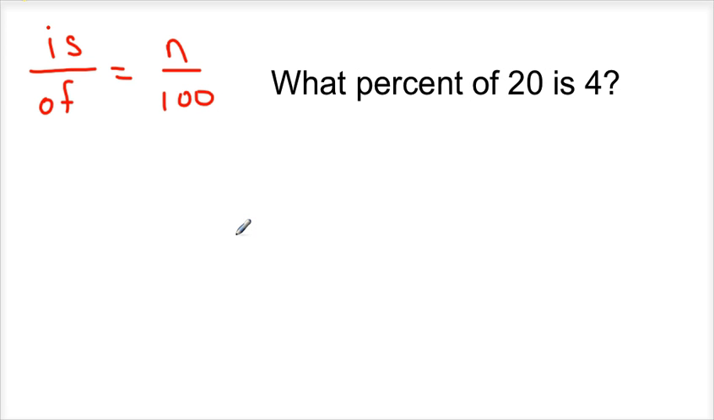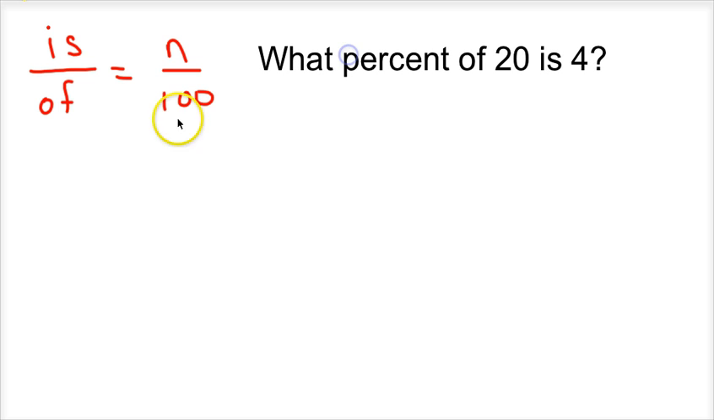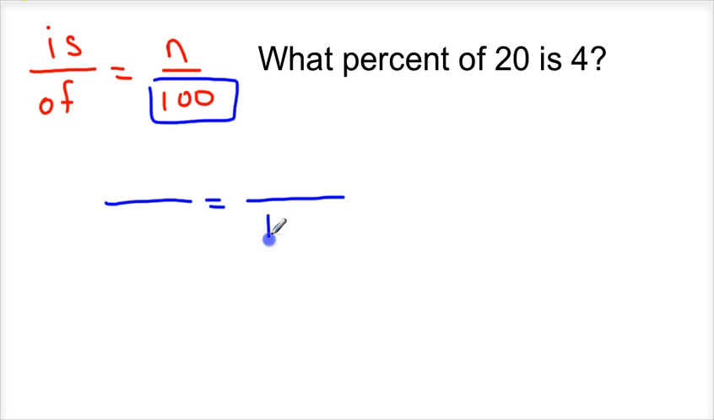Again, I'm writing my proportion: is over of equals n over 100. The question this time becomes, what percent of 20 is 4? Let's start with my proportion. The 100 never loses its spot. That goes exactly where it belongs.